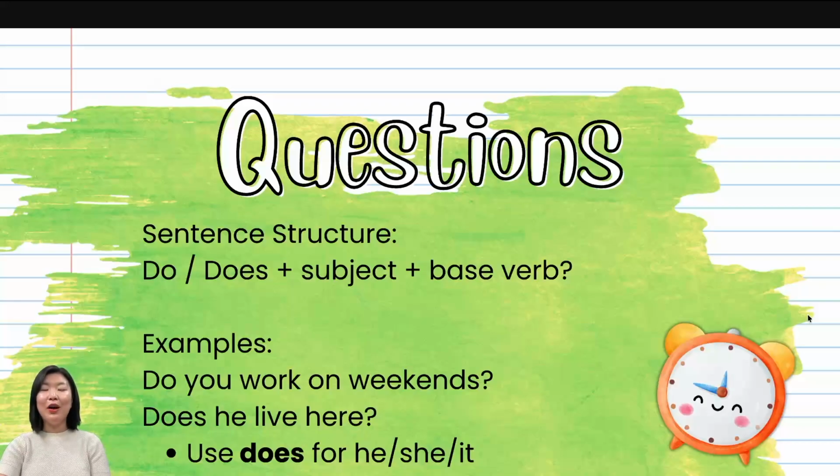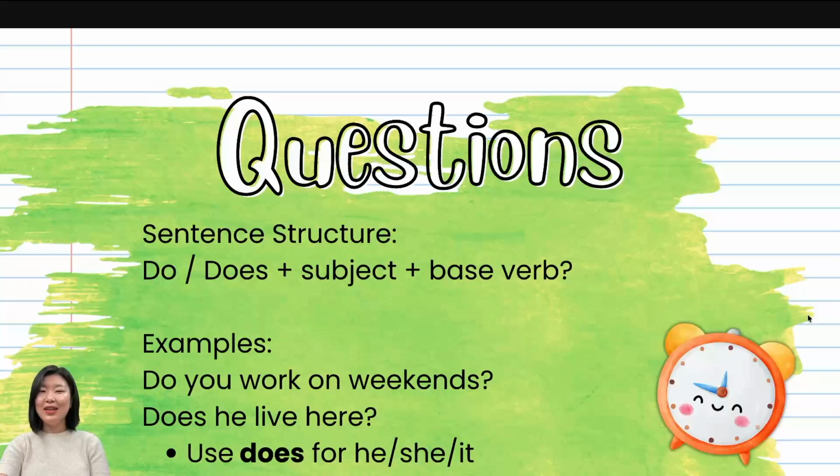Now we're going to learn about question sentence structure. You first want to use do or does, and then subject, and then a base verb, and don't forget your question mark. Without a question mark, it is very hard to tell whether you're asking or not. You start with do or does to indicate whether the subject is a third person singular or not.